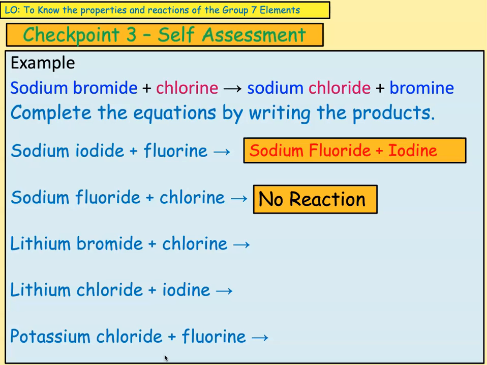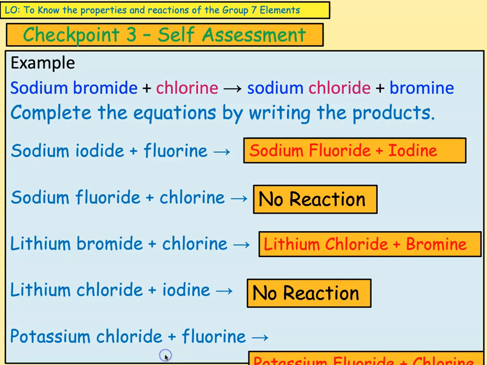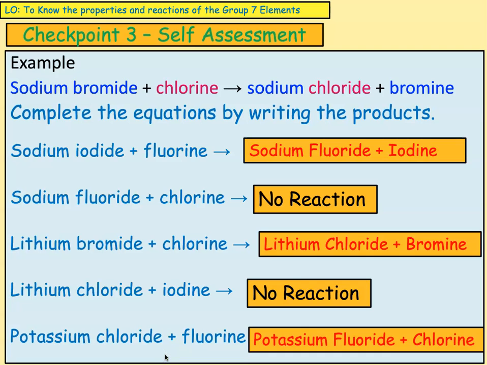Lithium bromide plus chlorine will give us lithium chloride plus bromine because chlorine is more reactive than bromine. And lithium chloride plus iodine will be no reaction because iodine is less reactive than chlorine. Potassium chloride plus fluorine will give us potassium fluoride plus chlorine because fluorine is more reactive than chlorine. Hopefully you were successful with that.